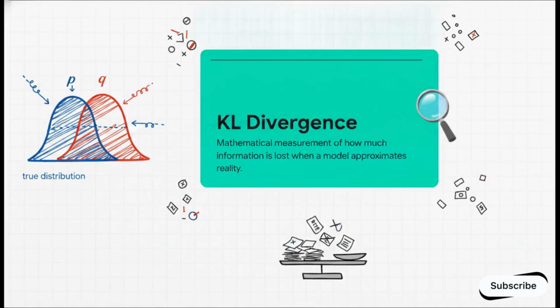And that brings us to the formal definition. KL divergence is simply the mathematical measurement of how much information is lost, literally how many bits are wasted when we use one probability distribution, our model Q, to approximate the true distribution P. It is the average number of bits you waste per transmission just because you use the wrong codebook. It brilliantly turns abstract probability errors into a tangible, measurable cost.